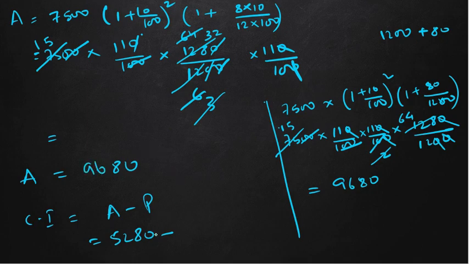9680. So what will be the amount? Compound interest. This will be our 9680 minus principal. Principal was our 7500. So 9680 minus 7500. This will be our 2180. Clear how I have done? So let us move to question number 6.